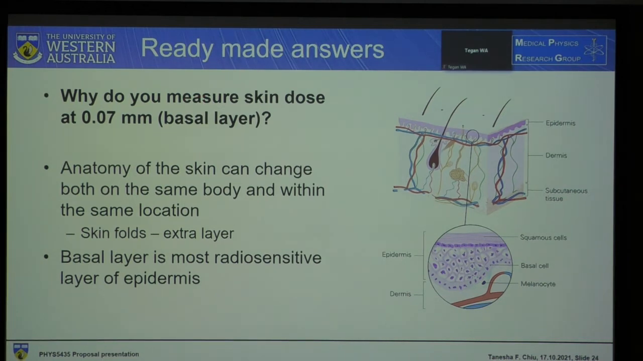So anatomy of the skin can change both on the same body and also in the same location. So for example, for breast cancer patients, you would ask them to raise their arms because there are often skin folds in the chest area. And the basal layer is the most radiosensitive layer of the epidermis.